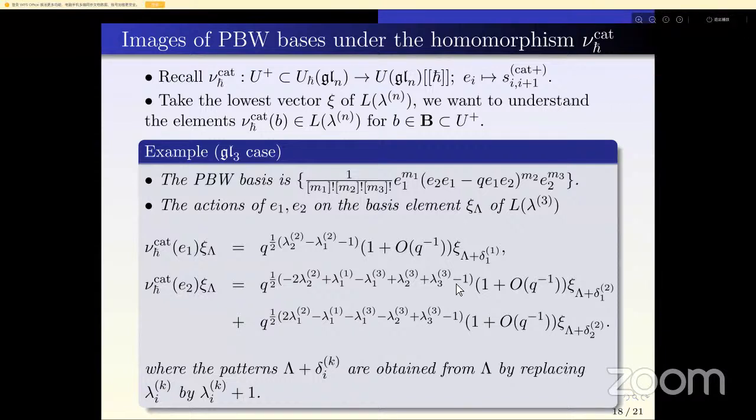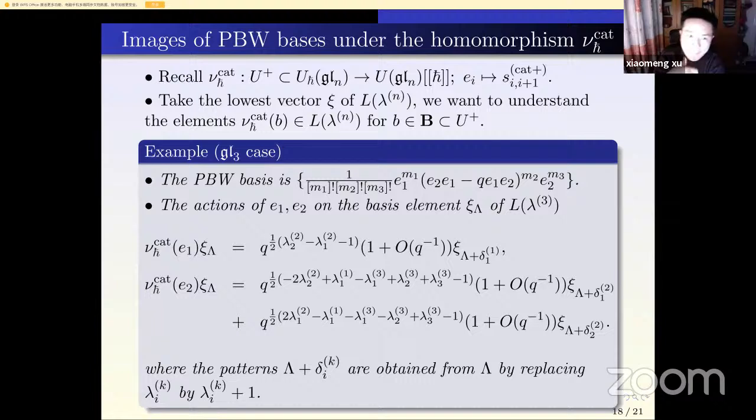Sorry, Xiaomeng, what is this boldface B? Which basis is that? PPW. The boldface B. Okay. Yeah.